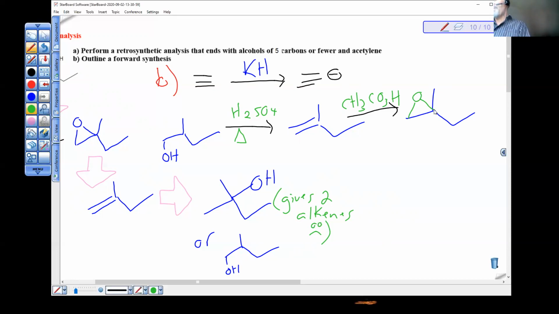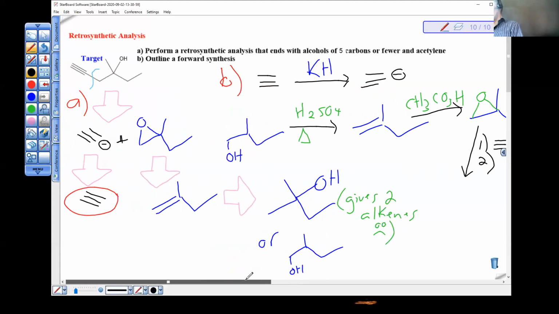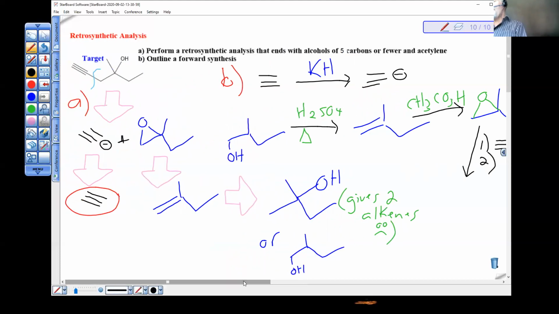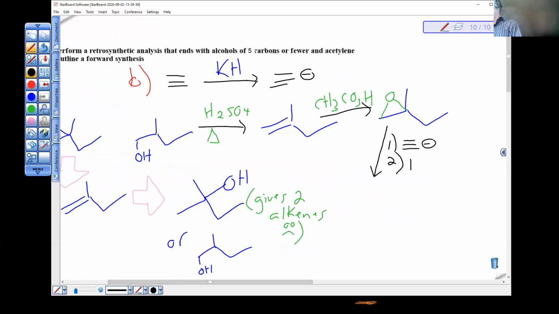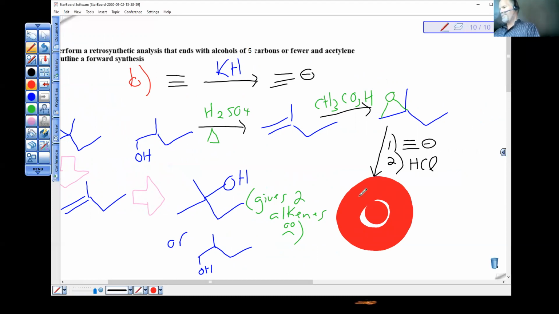And then we would finish to get to our target by reacting first with the acetylide that you made up above it. Second, you got to protonate to make your target. Target has an OH up there, you see it? OH right here. You need HCl to do so. And you've made your target molecule. Right there.